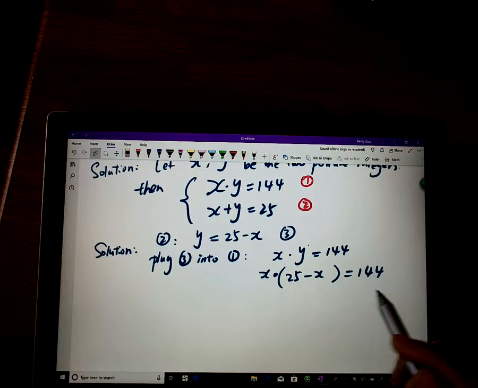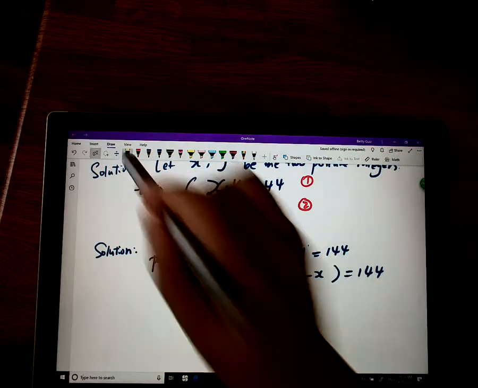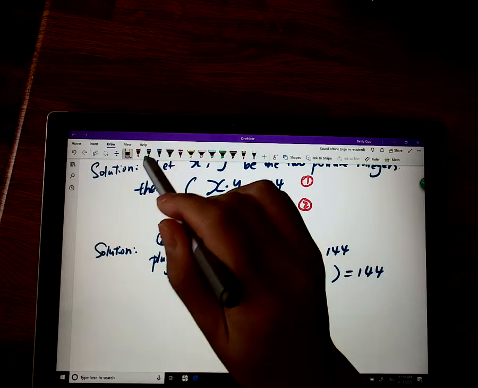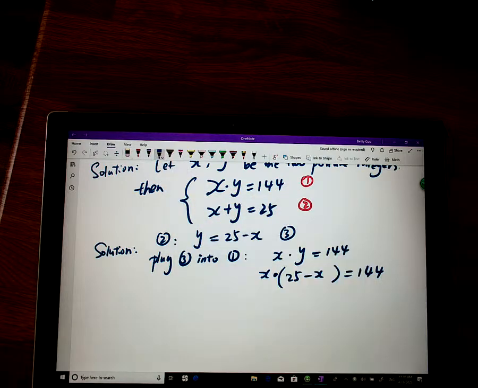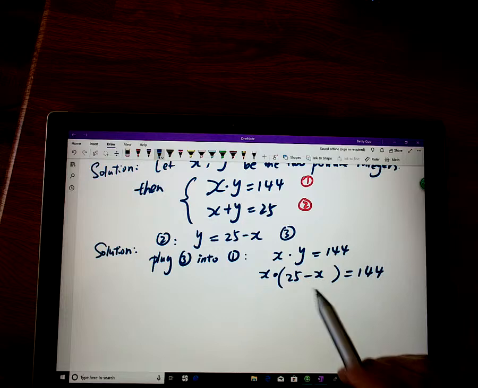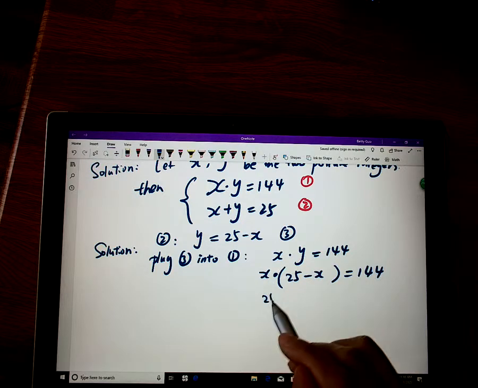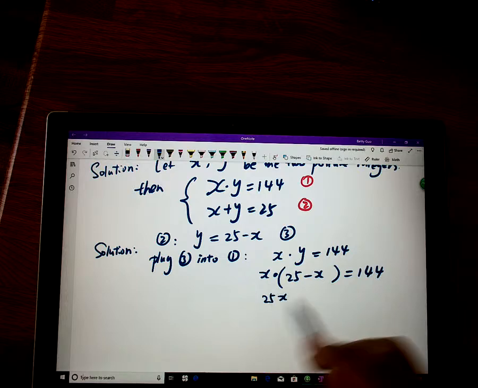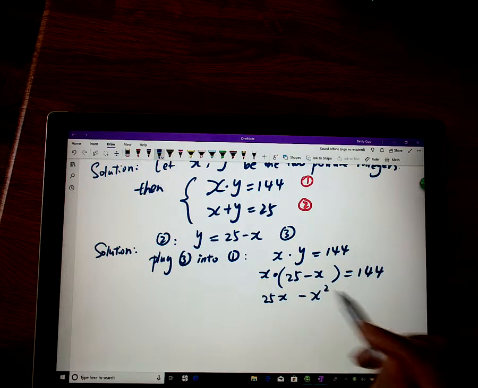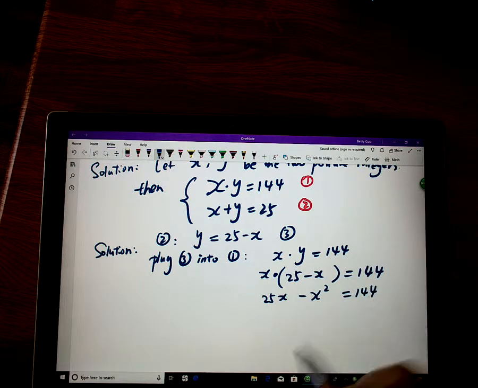Now look at this equation. You have no y. Y is eliminated. That's the key idea of the substitution method. In the new equation, we only have x. Let's solve the equation for x. Distribute x times 25, 25x. X times negative x squared equals 144.